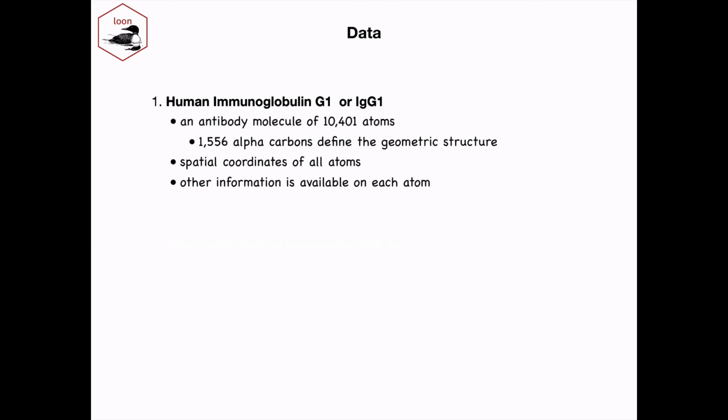So the first data set is an antibody molecule. It has about 10,000 atoms. We're only going to look at about 1,500 atoms, which are the alpha carbons that define the geometric structure. All the other atoms associated with the molecule will be amino acids or carbohydrates, which will be hanging off these alpha carbons. So the data we have will have the spatial coordinates according to model and X-ray diffraction measurements to locate the atoms geometrically, and we'll have some other information available, such as what amino acids or residues are hanging off each atom.